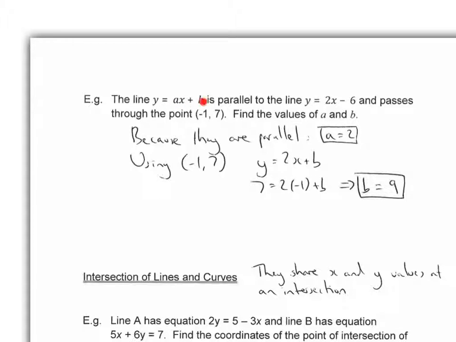How am I going to find out what b is? Well, if I already know that y equals 2x plus b, because a has been found, then I'm going to plug this point in, giving me 7 equals 2 lots of minus 1 plus b. Rearranging gives me that b equals 9. You don't necessarily write this out again with these values plugged in. It didn't say write out the equation of the line, it said find the values of a and b, and those are my answers.